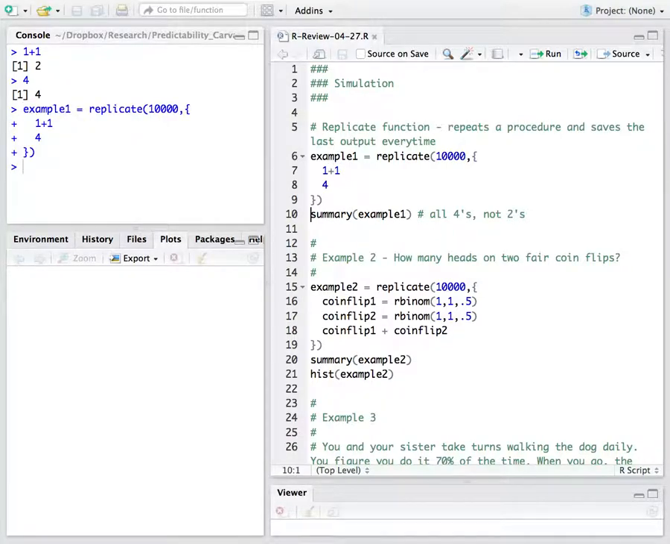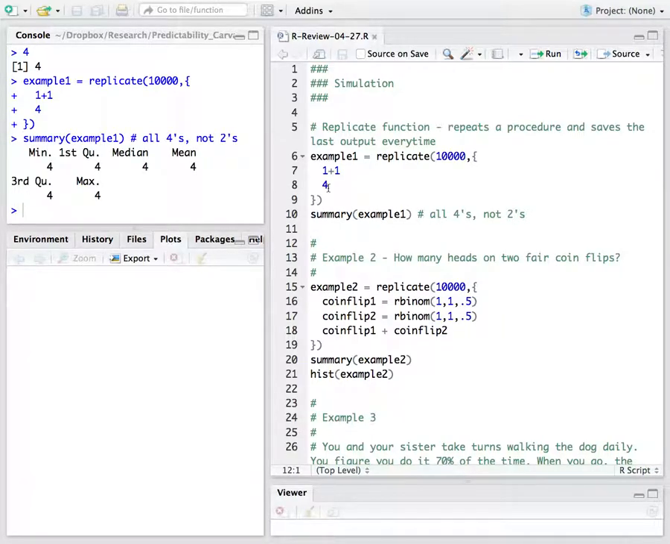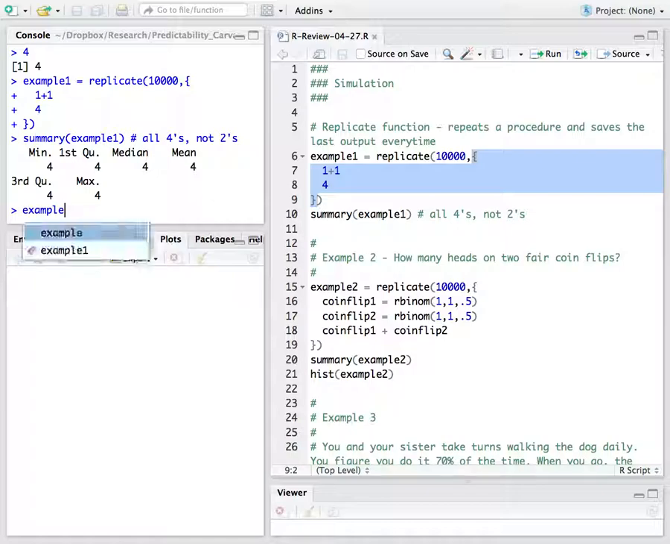So if I run the whole replicate function here for example 1, and I ask for the statistical summary of example 1, all I have is 4s. All right? That's because everything inside these curly braces right here is calculated, and the last output value is saved to an entry in this vector example 1. All right, so example 1 is a vector.